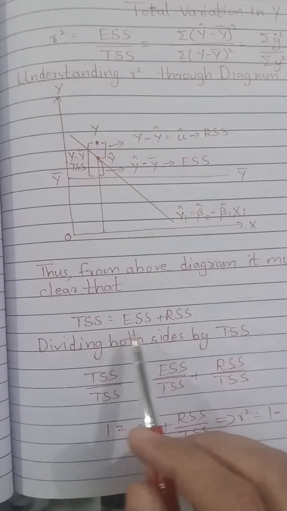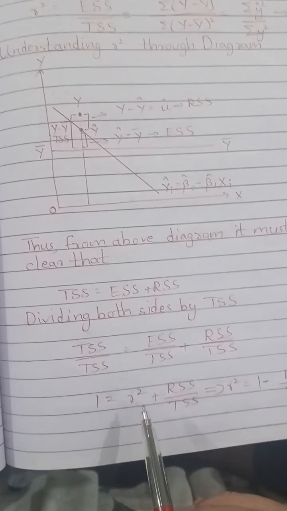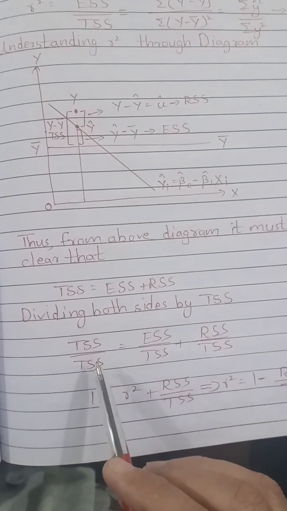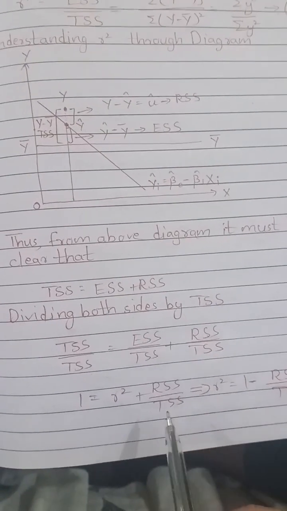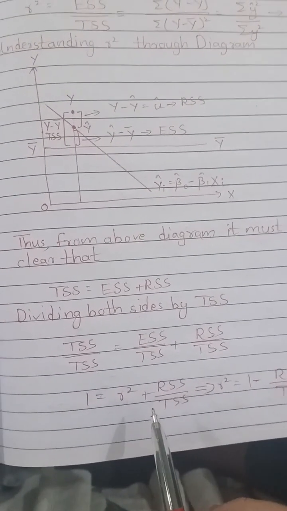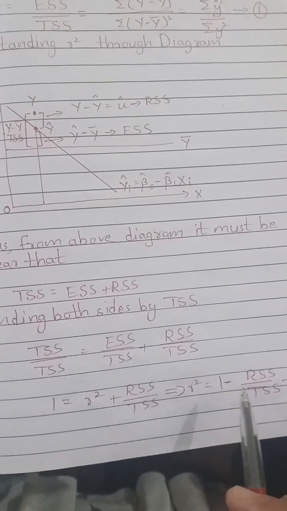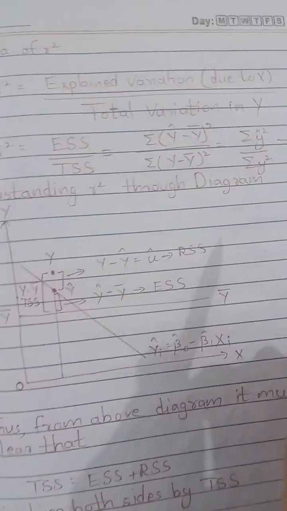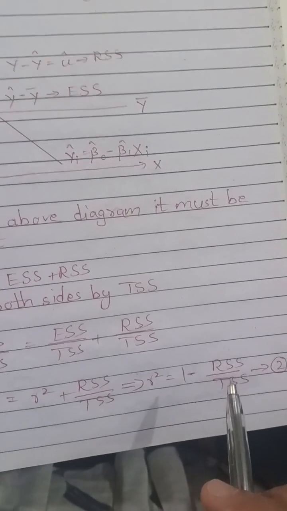If we divide the whole equation by TSS, we would get this equation: 1 equal to R square plus RSS over TSS. Divide TSS by TSS, ESS by TSS, and RSS by TSS, we will get this equation. So R square can also be written as R square equal to 1 minus RSS over TSS, which is the formula 2. This is formula 1 to calculate R square. This is formula 2, 1 minus RSS over TSS.